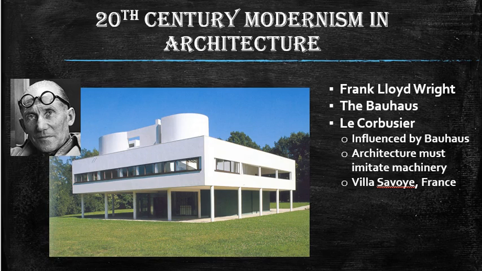He often argued that modern architecture should imitate the efficiency of modern industrial machines. He once declared that the house is a machine for living in. A good example of Le Corbusier's work would be Villa Savoye in Poissy, France. This private residence is located just outside of Paris, and it's one of Le Corbusier's most famous structures.